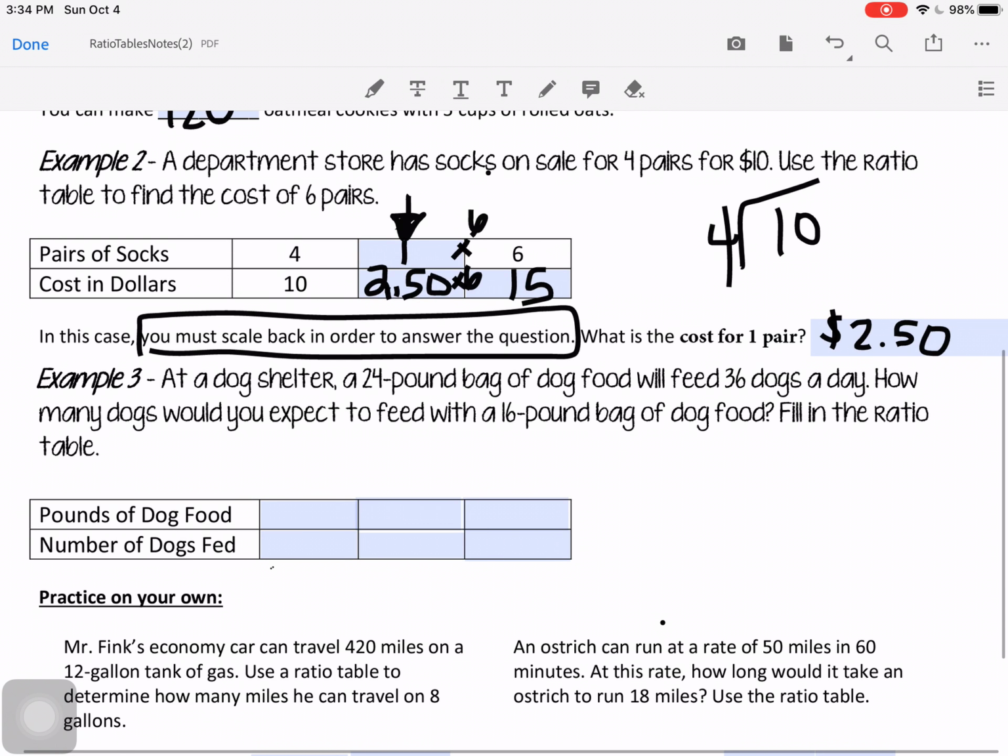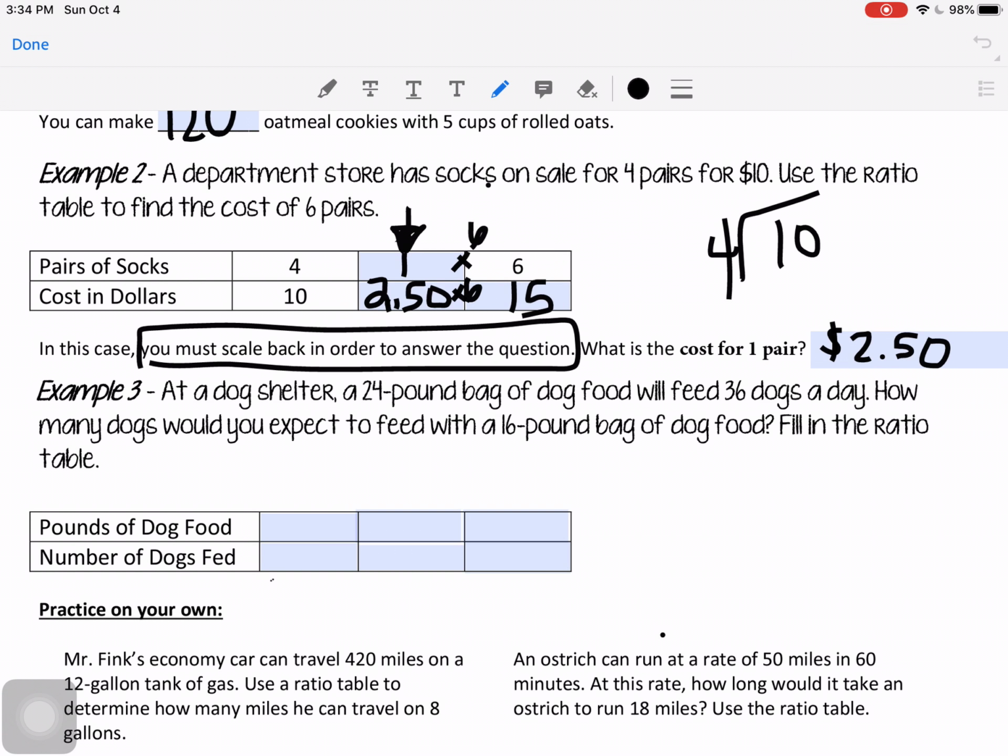Example number 3. At a dog shelter, a 24-pound bag of dog food would feed 36 dogs a day. How many dogs would you expect to feed with a 16-pound bag of dog food? So let's fill in the ratio table. So they told us 24 pounds feeds 36 dogs. All right, so first we're going to scale back just so we can see what our lowest or simplified ratio is.